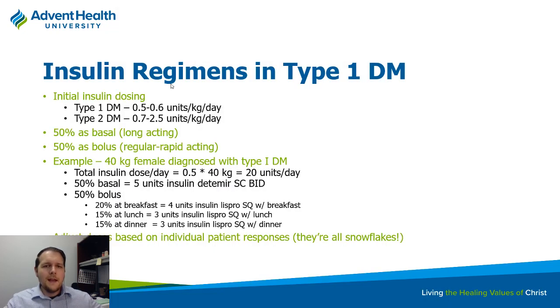So I'm not going to have you dose insulin specifically, but I wanted to give you an idea of how to dose insulin in these patients here. And what you're going to notice for a type 1 diabetic patient, initially, you're going to get a dose of around 0.5 to 0.6 units per kilo per day, right? Notice here for type 2 diabetic patients it's between 0.7 and 2.5 units per kilo per day. You think, well, why is the dose so different between these two?